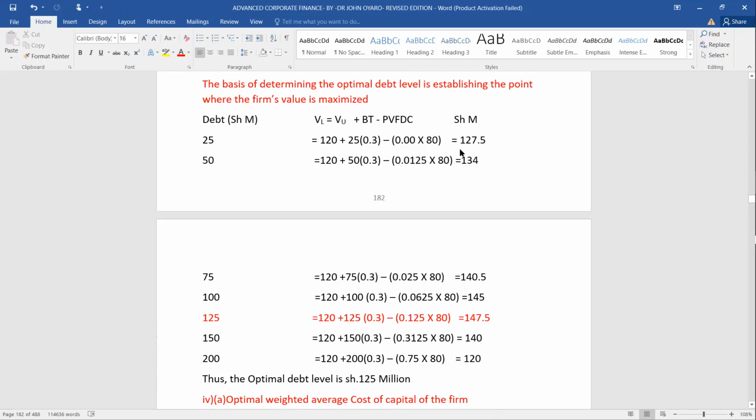Now that the market value of a levered firm here is 127.5, deduct the market value of debt to find the market value of equity, and then establish the cost of equity. If the market value of a levered firm is 134 million minus 50 million debt, to find the market value of equity, then determine the cost of equity.